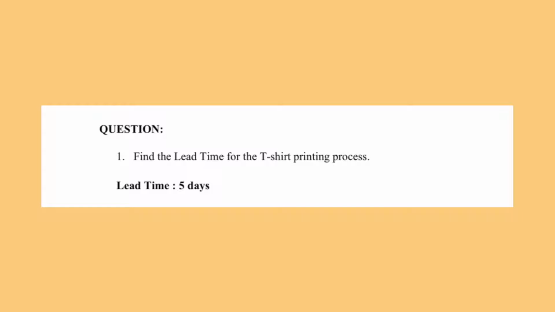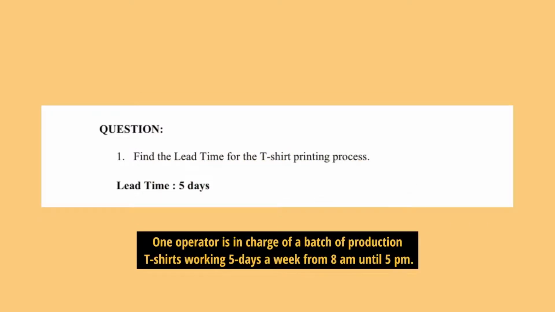Question 1. Find the lead time for the t-shirt printing process. The lead time is 5 days, since the case study information states that one operator is in charge of a batch of production t-shirts working 5 days a week from 8 a.m. until 5 a.m.